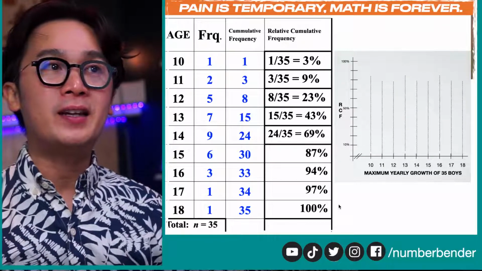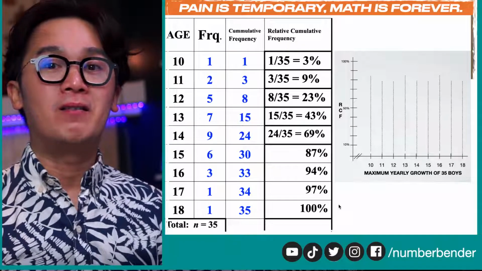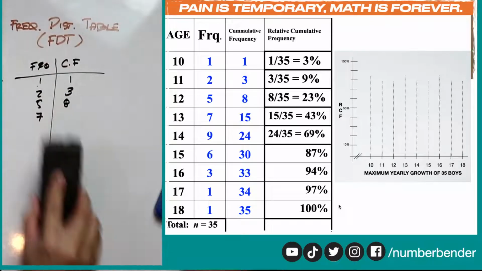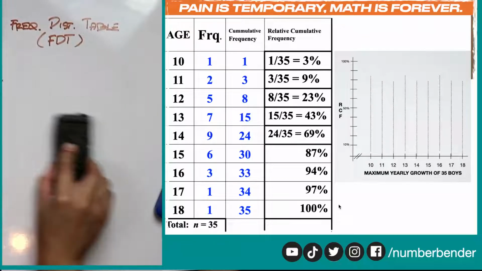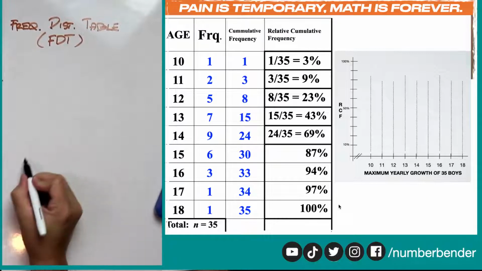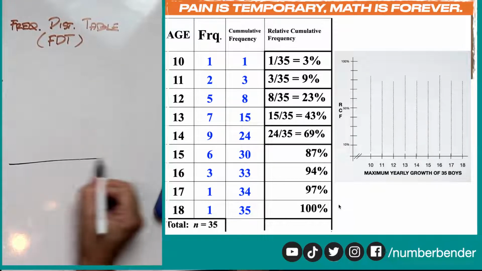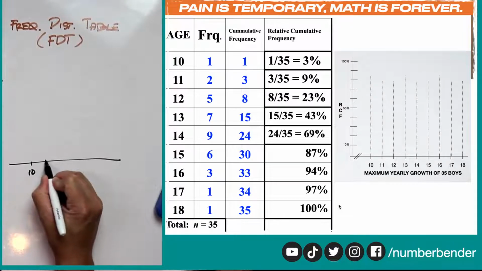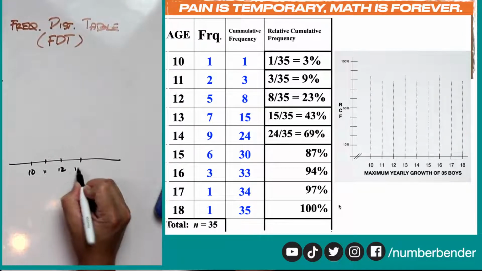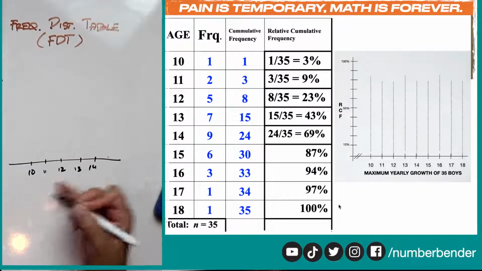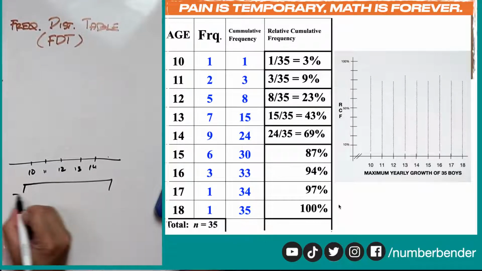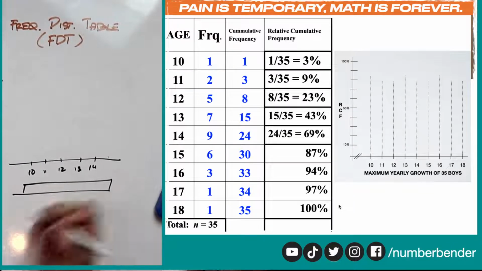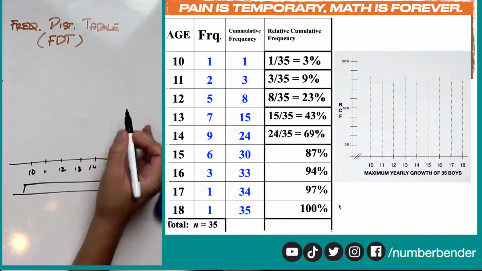And now we're ready to do our relative cumulative frequency graph using our straight edge graphing paper, whatever you have. But first, how do we construct it? We start with our horizontal axis, which is our ages. So we start at 10, 11, 12, 13, 14, and so on. And then make sure to label your graph. And this is basically the 35 boys growth spurt, which I'm not going to write anymore because it's on the screen that you are seeing right now.